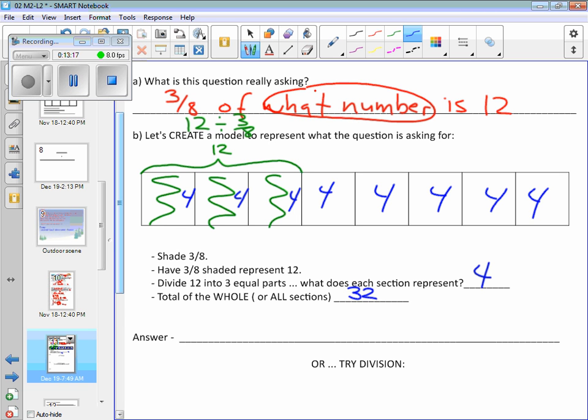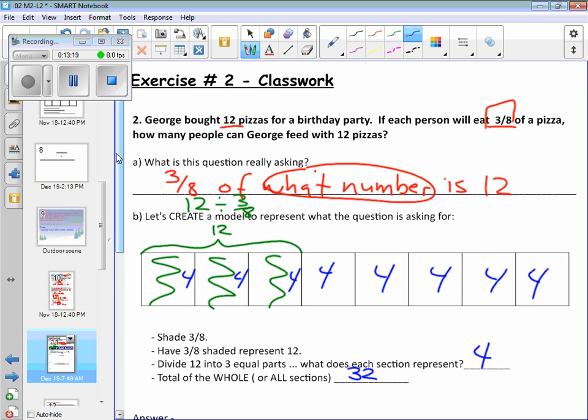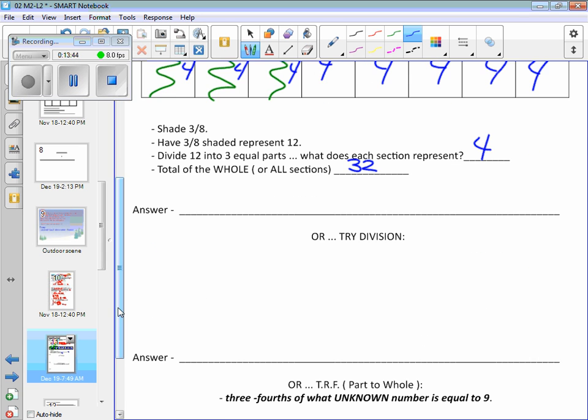So now, just to revisit this again, what does that 32 represent? He can bring 32 people to his birthday party, and if each of those 32 people, think about a classroom, it's about 32, eats 3/8, I would have to order around 12 pizzas to feed everybody. That's in essence what we just did, okay? So he can feed 32 guests.